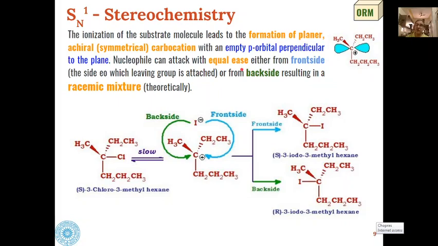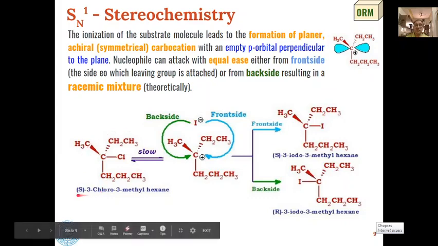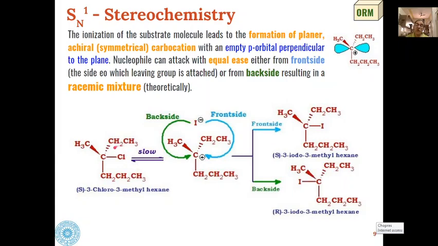Because both the positions are unoccupied, the nucleophile can attack with equal ease from either the front side or the back side of the molecule. Say this is our example, S-3-chloro-3-methyl hexane. Now, when in the slow step this chloride ion is removed, we will get this type of carbocation. Now, this is the front side of the molecule.